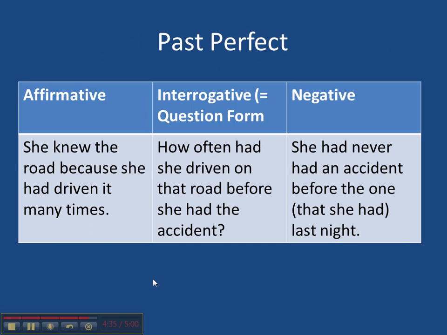And here we are in the past perfect, and here we have had in the past tense and the past participle. Now, this happens to express an action that happened before another action in the past. She knew is in the past, and before that, she had driven.